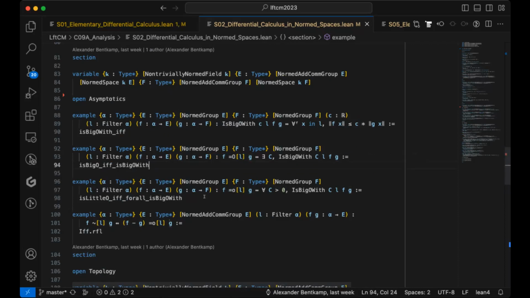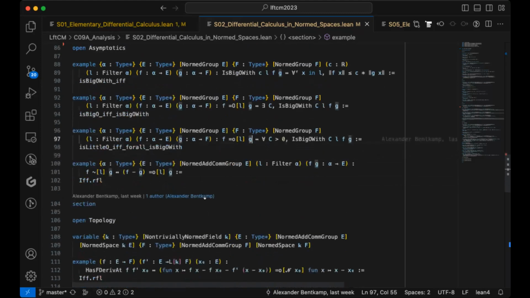So we have big O notation, we have little o notation, which is what we're going to need for derivatives. And we also have the notion that f and g are roughly the same size. In other words, f minus g is little o of g.